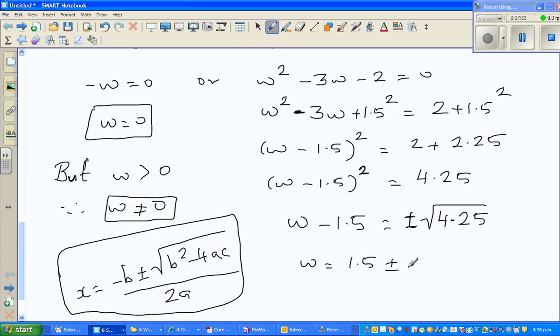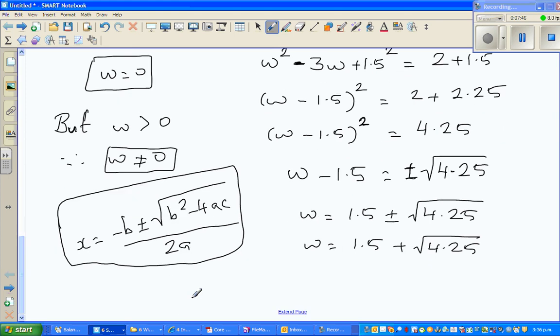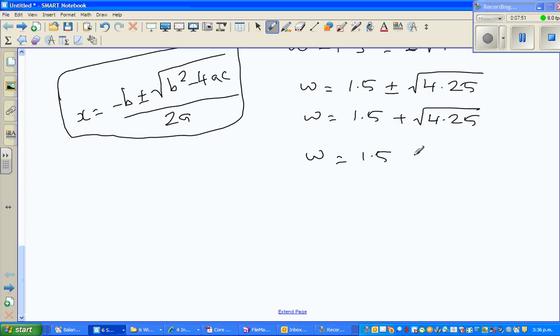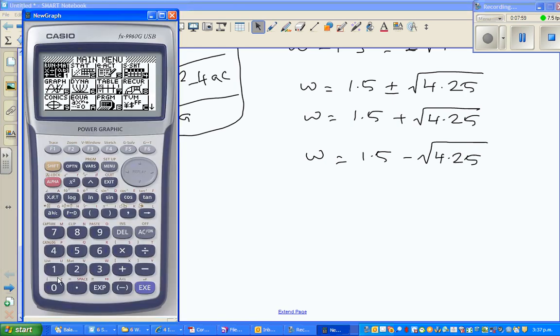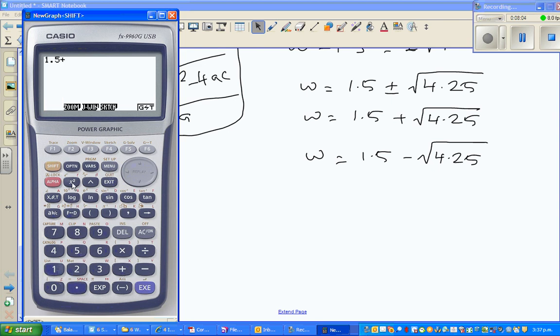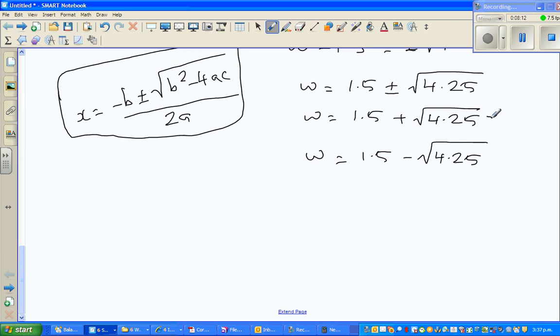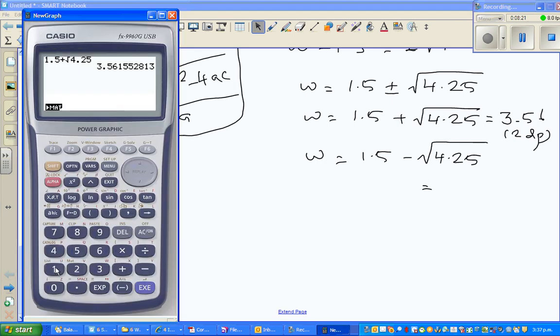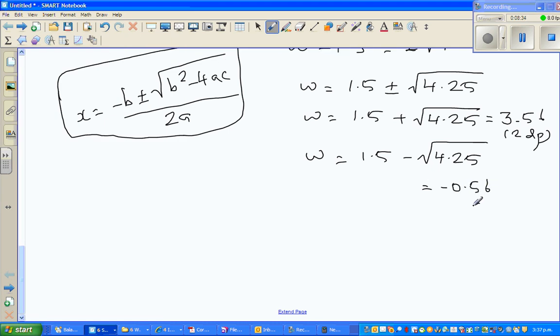So your W would be 1.5 plus or minus the square root of 4.25. So W is 1.5 plus the square root of 4.25, or W is equal to 1.5 minus the square root of 4.25. Let me get a calculator out. 1.5 plus the square root of 4.25 will give me 3.56. So one answer is 3.56 in 2 decimal places. And if I put a minus there, that is minus 0.56, again in 2 decimal places.